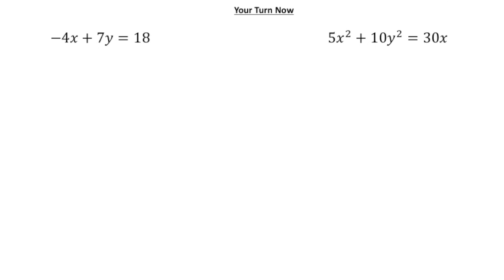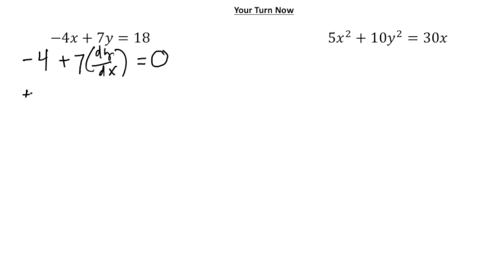All right, welcome back. Let's see how you did with these problems, okay? So the first one, we have negative 4x plus 7y equals 18, okay? So the derivative of negative 4x is going to be negative 4 plus, right? The derivative of 7y is just 7, but because we have a y there, we need to include the dy over dx, and that's going to equal the derivative of 18 is just going to be 0, all right? Now we need to isolate the dy over dx.